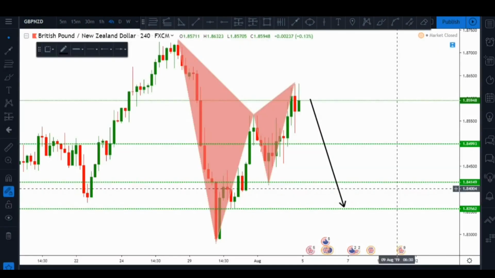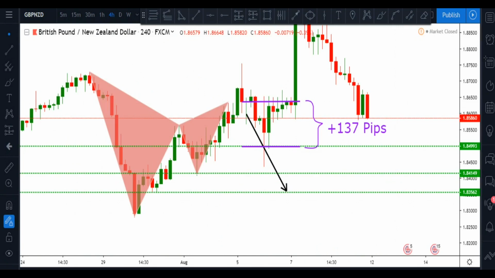Alright, and this was the next trade that I pointed out last week, that is on pound New Zealand dollar, and this is how that played out. We got about 137 pips of profit out of the market before the market pushed up and stopped out of this trade. So it was a nice profitable trade as well.